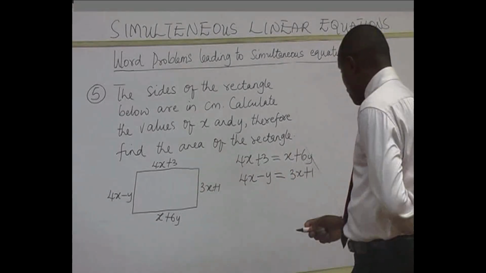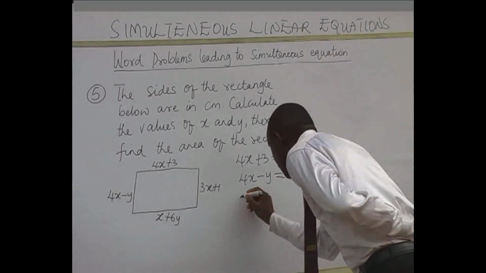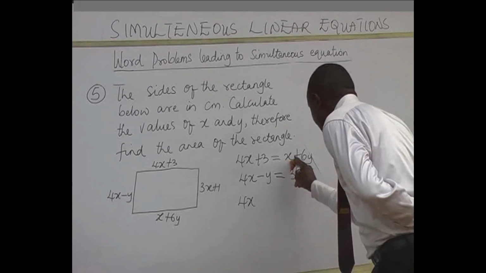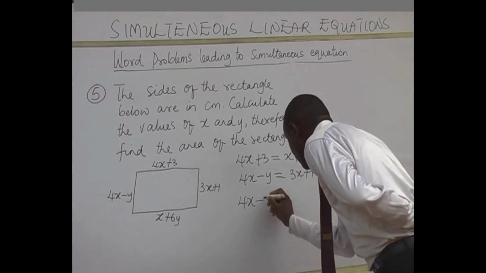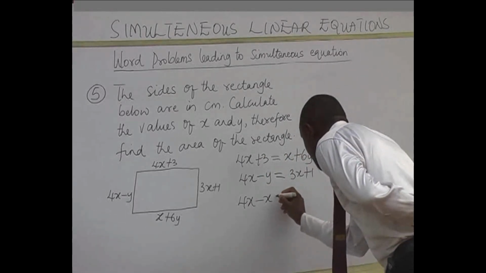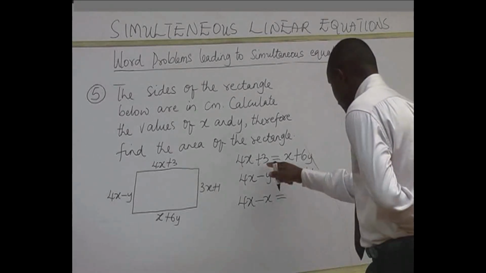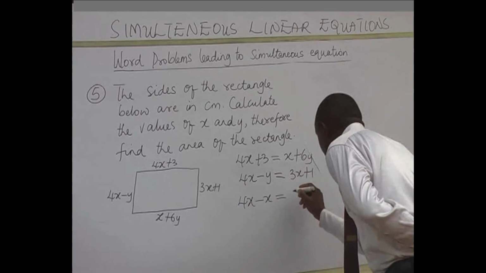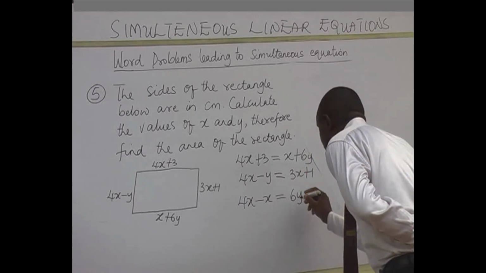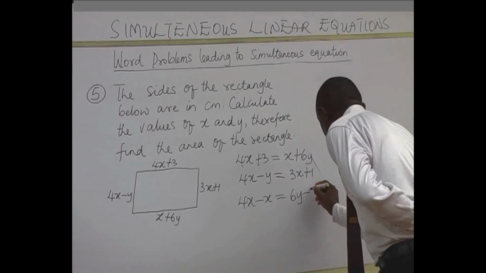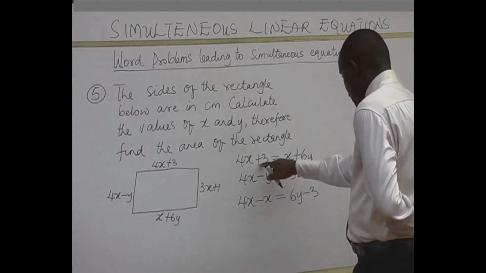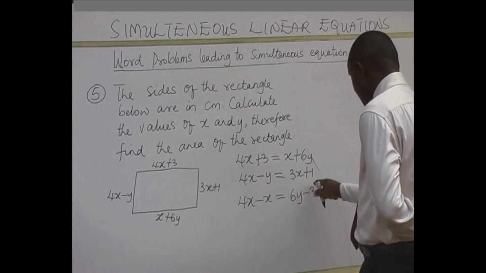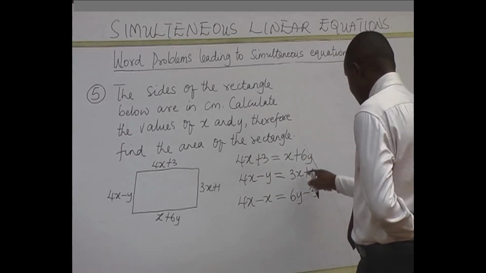Collect like terms from the first. You're going to have 4x, and x leaving the right hand side, coming to the left hand side, we change to minus x. This will now be equal to 6y minus 3. Plus 3, leaving the left hand side of the equation, going to the right hand side, we change to minus 3. 6y is already in the right hand side there.